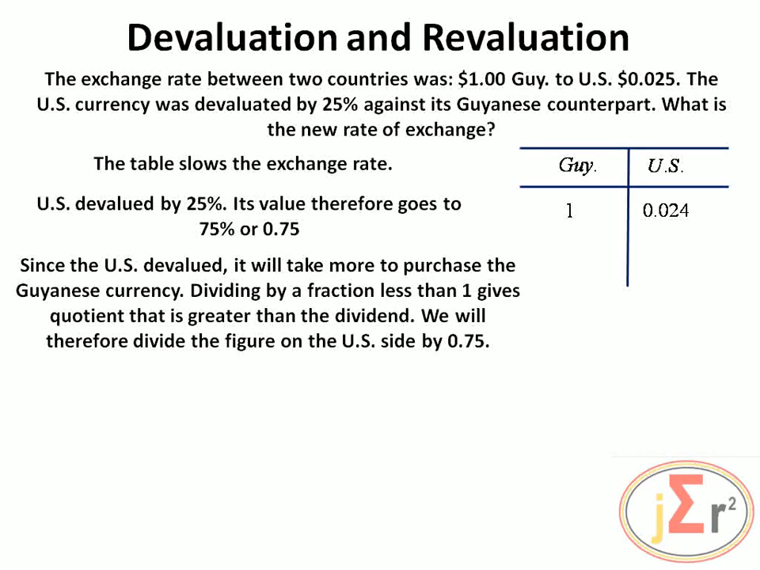Dividing by a fraction less than 1 gives a quotient that is greater than the dividend. We will therefore divide the figure on the US side by 0.75. So because the US experienced a devaluation, it is going to take more to purchase the Guyanese. How do we get more? If we are going to be using 0.75 as a rate, it is a fraction that is less than 1. We need to divide by 0.75. Now we have that table showing that it takes more of the US to purchase the Guyanese. Yes, it does, because the US lost some amount of value.